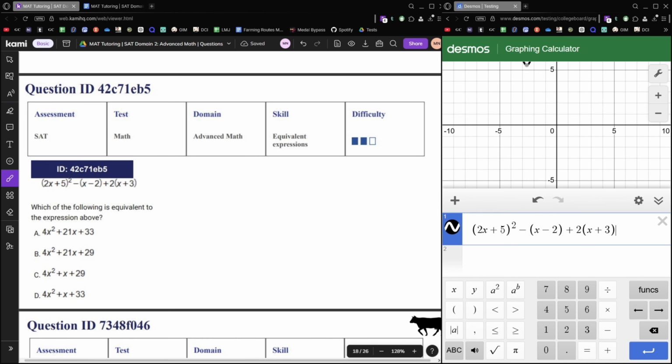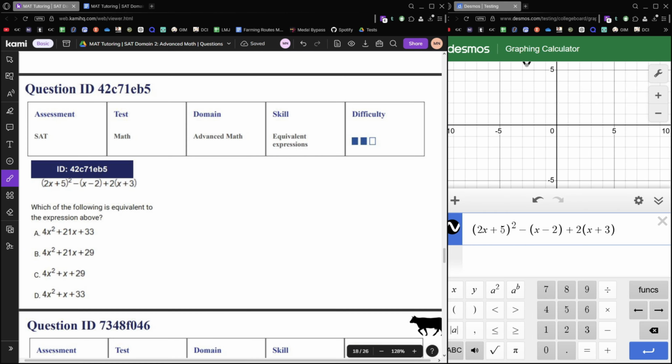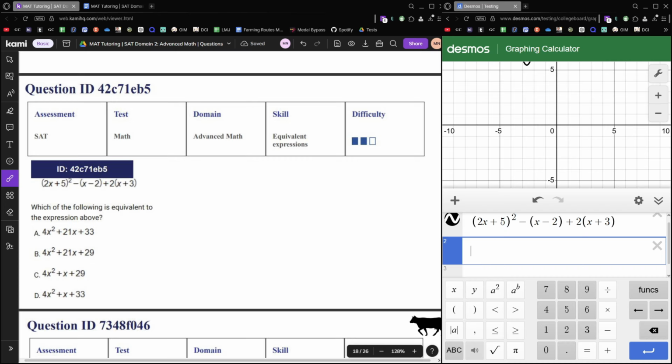Alright, I went ahead and typed in the expression they gave us. And now we need to type the expressions in the answer choices into Desmos. And then we want to compare the two graphs. If the two graphs look the exact same, that means they're equivalent. Let's start off with answer choice A. I'm gonna go ahead and type this in.